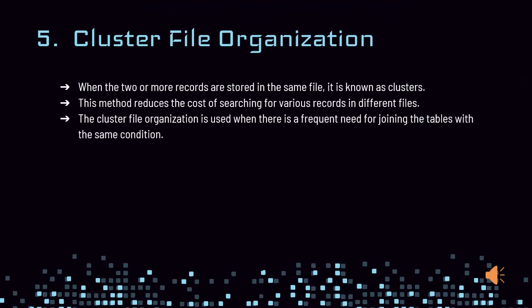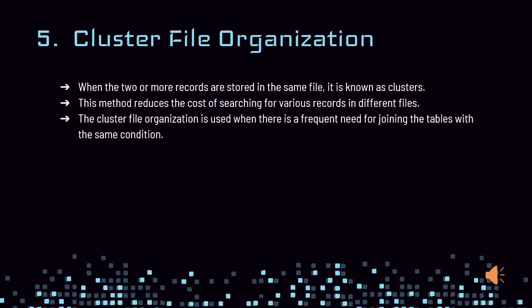For the last type of file organization, it is cluster file organization. When two or more records are stored in the same file, it is known as a cluster. This file will have two or more tables in the same data block, and key attributes which are used to map these tables together are stored only once. This method reduces the cost of searching for various records in different files.